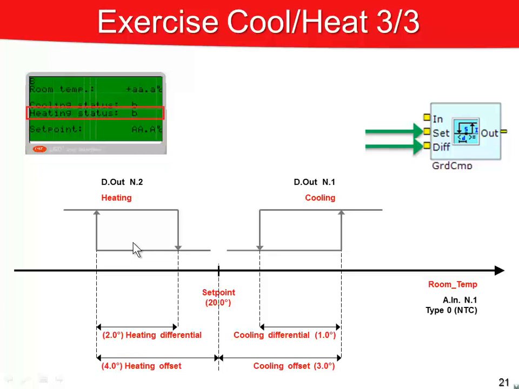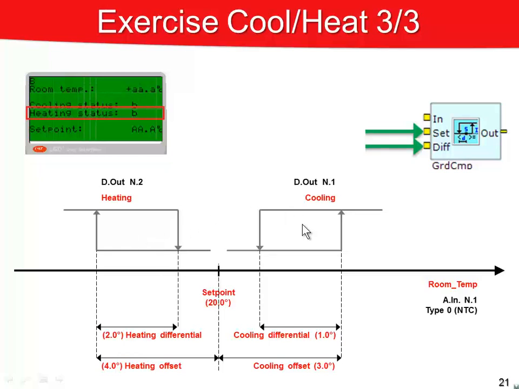You can see that they are very similar. The main differences regard the number of the relay we want to drive, 2 instead of 1, the name of the variable, of course, heating instead of cooling, the offset and differential 4 and 2 instead of 3 and 1. But the most important is that the cooling stage is on the right of the set point, while the heating is on the left. But even more important is the direction of the stage.